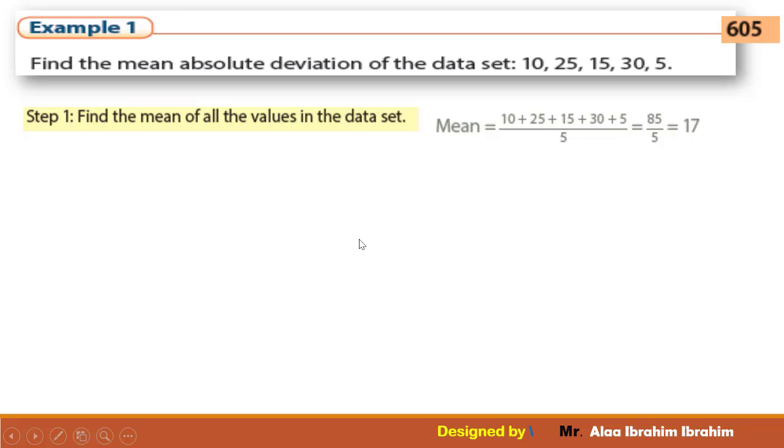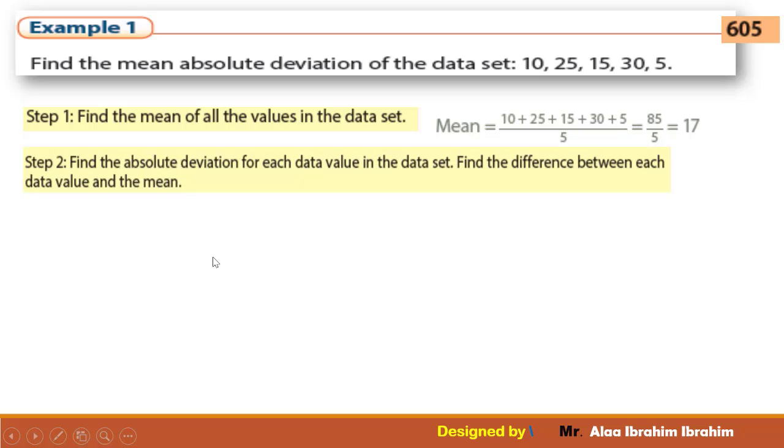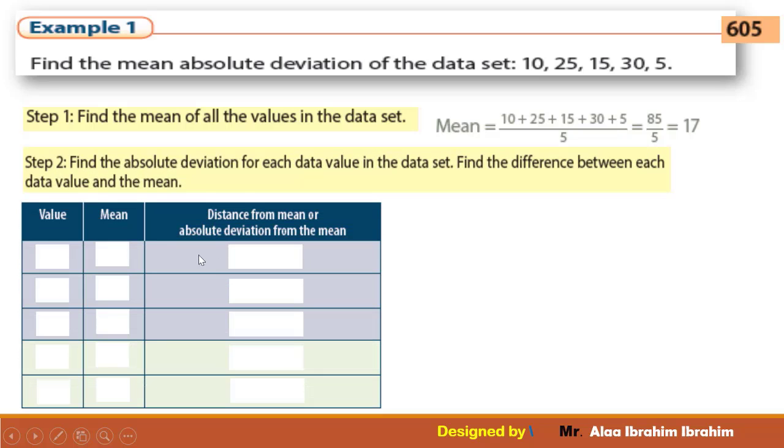Now I have to find the second part. The second step is how we deal with the absolute values. We start with each value and subtract the mean, so 10 minus 17 or 17 minus 10. But we have to take the absolute value. We must have a positive value. This is the second step: find the absolute deviation this way.